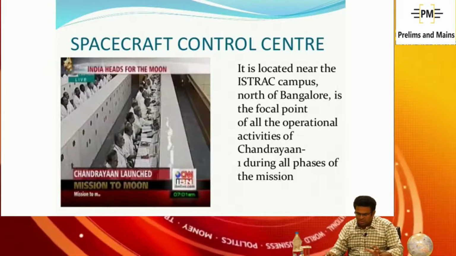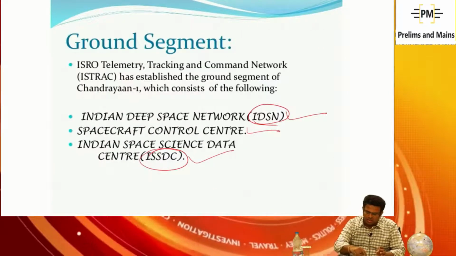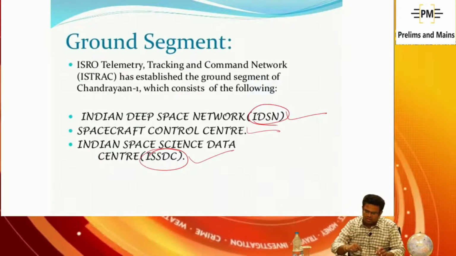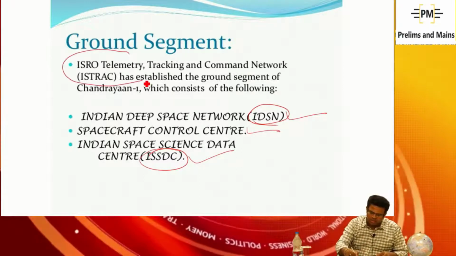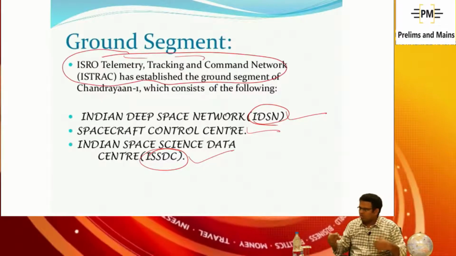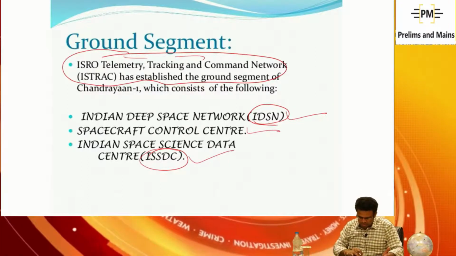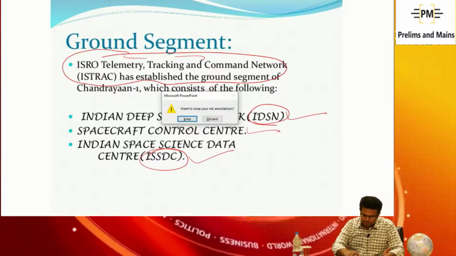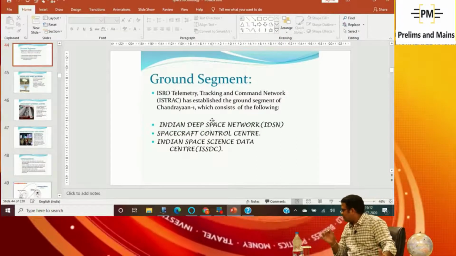So these three together are known as ISTRAC. This is the ISRO Telemetry, Tracking and Command Network. All these three organizations are considered as ISTRAC. Okay. All these things are together known as ISTRAC. This is clear now.